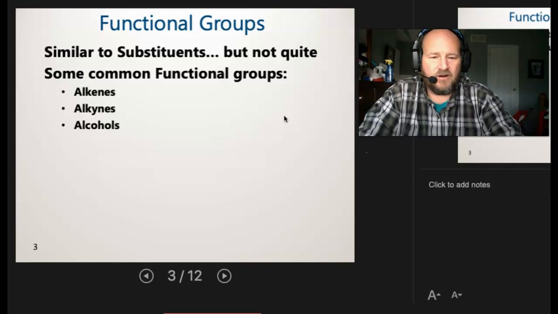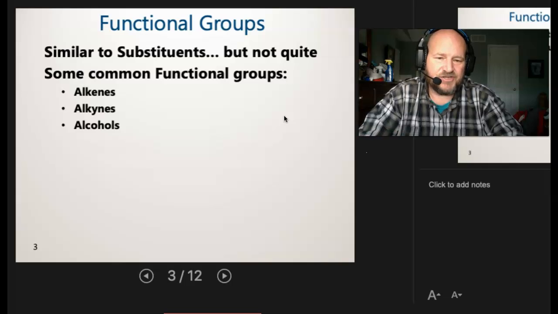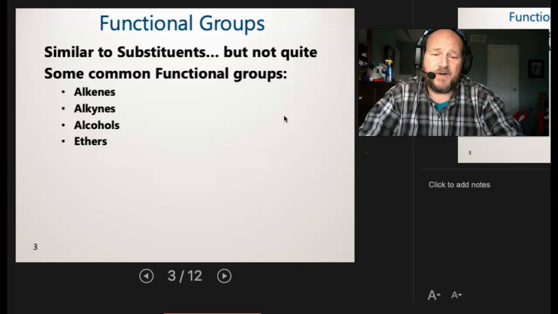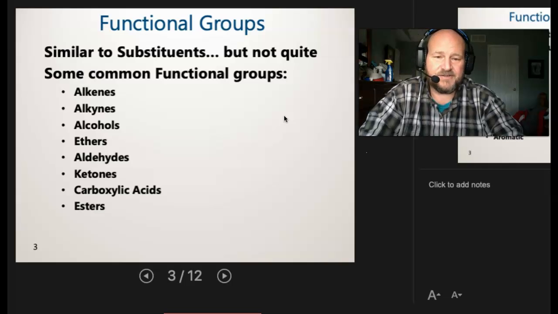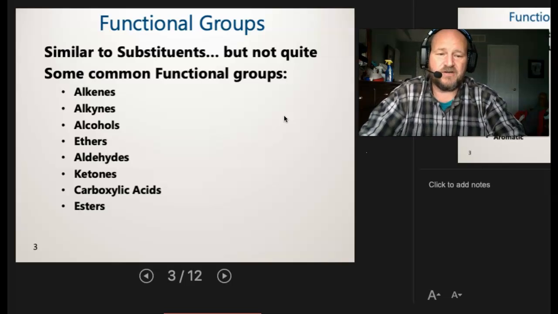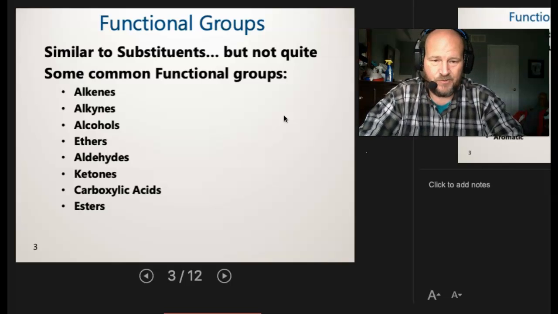Next, we'll have alcohols, which is going to introduce us to oxygen. Single bonded oxygens will be either alcohols or they'll be ethers. Then we can also have a double bonded oxygen. Now, when we have a double bonded oxygen with a carbon, we generate a carbonyl. And the carbonyl can be found in aldehydes, ketones, carboxylic acids, and esters. So we have four functional groups that are going to involve that carbonyl, that C=O double bond.